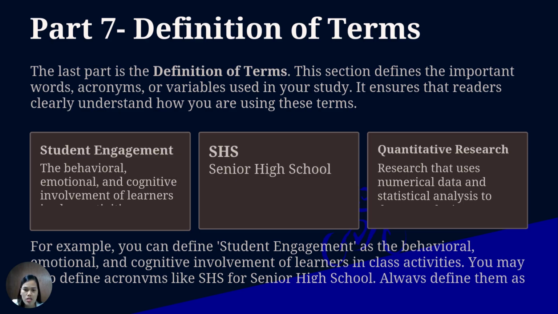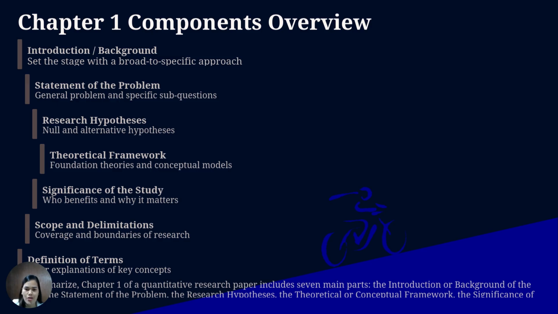Okay, so closing or summary. To summarize, Chapter 1 of a quantitative research paper includes 7 main parts: the introduction or background of the study, the statement of the problem, the research hypothesis, the theoretical or conceptual framework, the significance of the study, the scope and delimitations, and finally, the definition of terms.